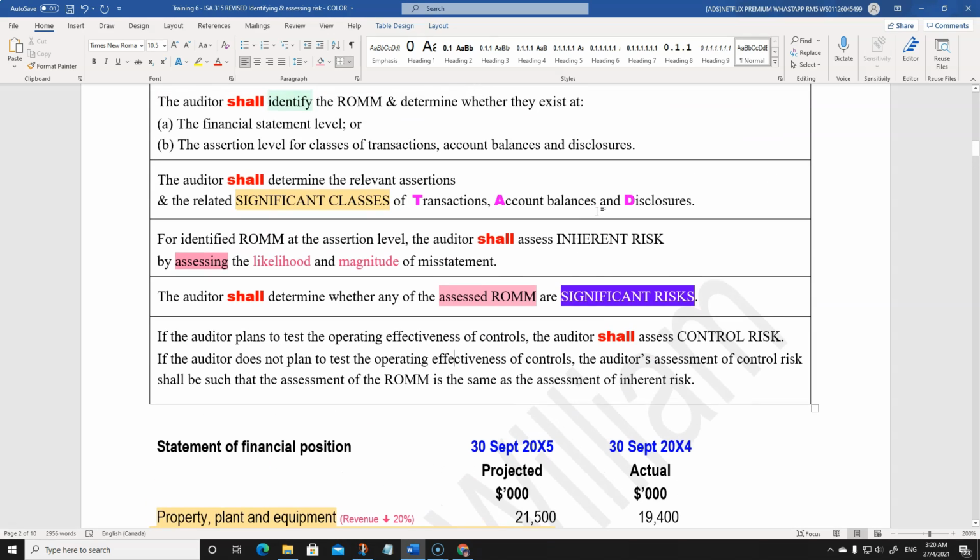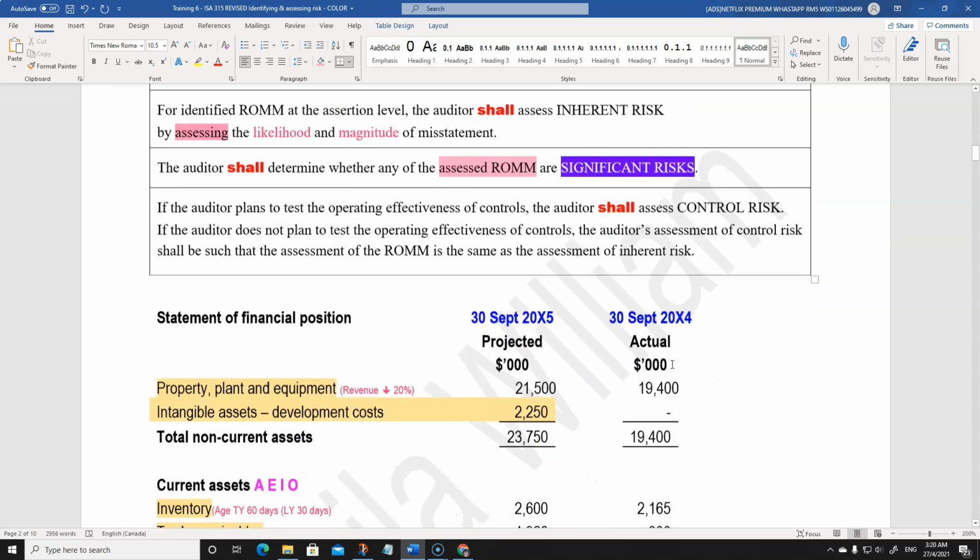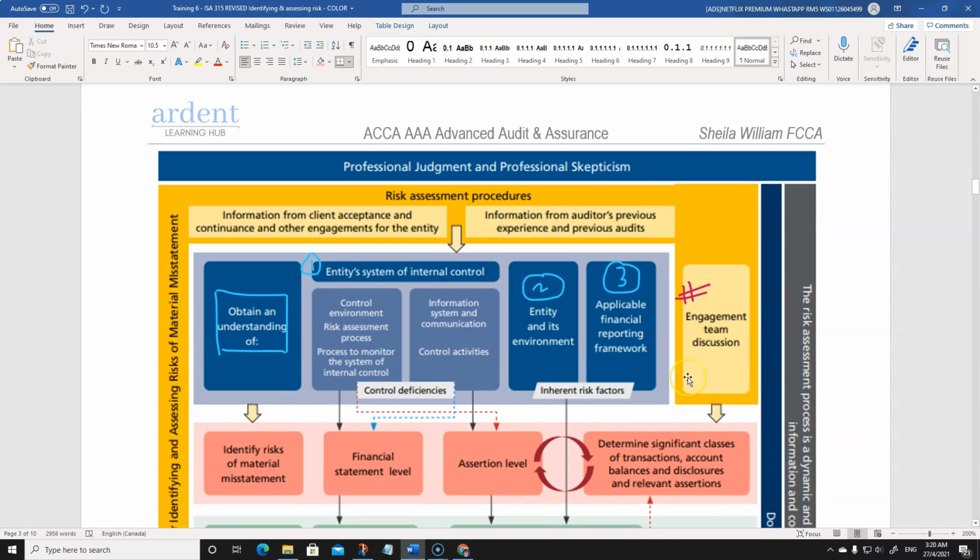So out of the ones that you have assessed, find out which ones are the most risky: the highest magnitude and the highest likelihood as well. Under the revised standard, the definition of this is slightly different from the old one, so you've got to be very careful. We'll deal with it in a bit. Moving down here, this diagram is actually taken from the revised standard. It's a very nice diagram.